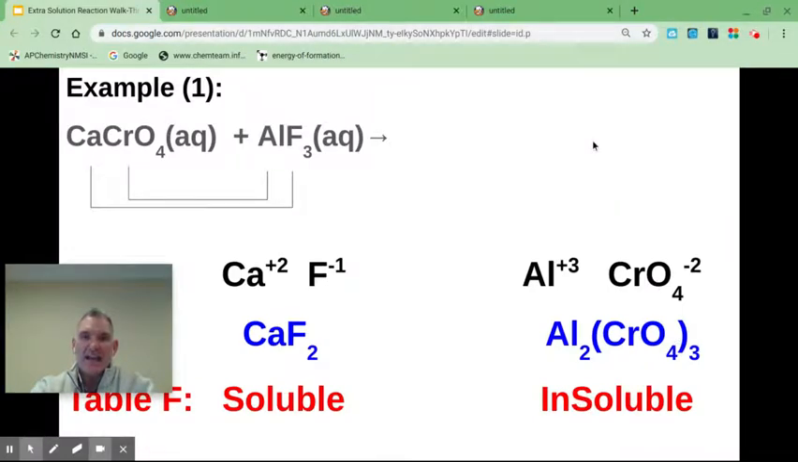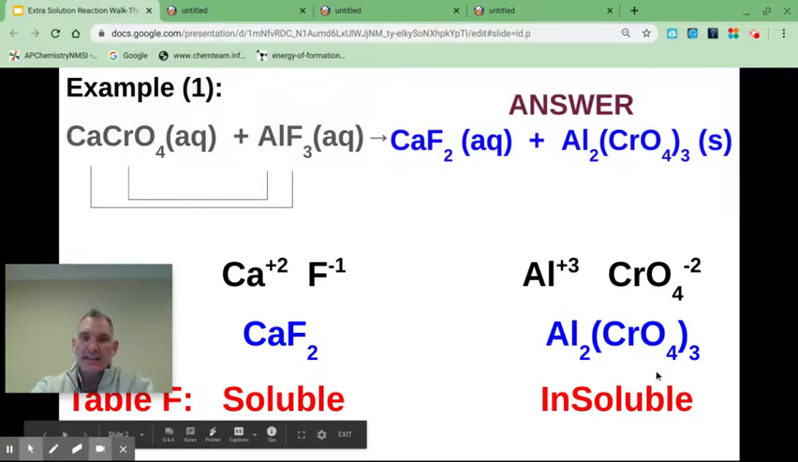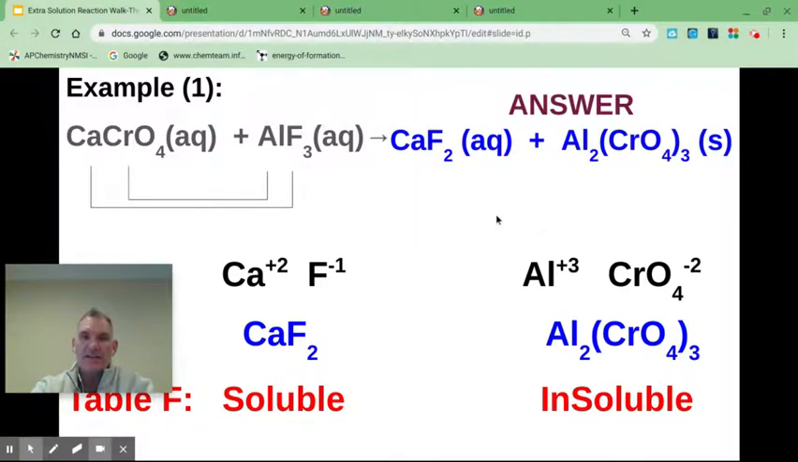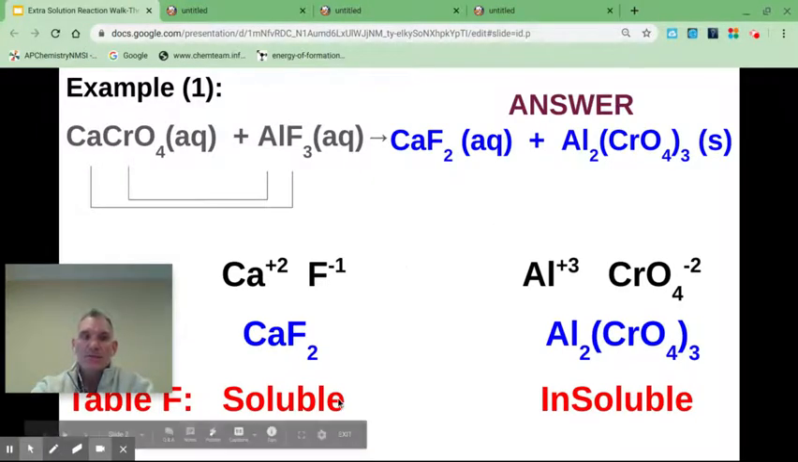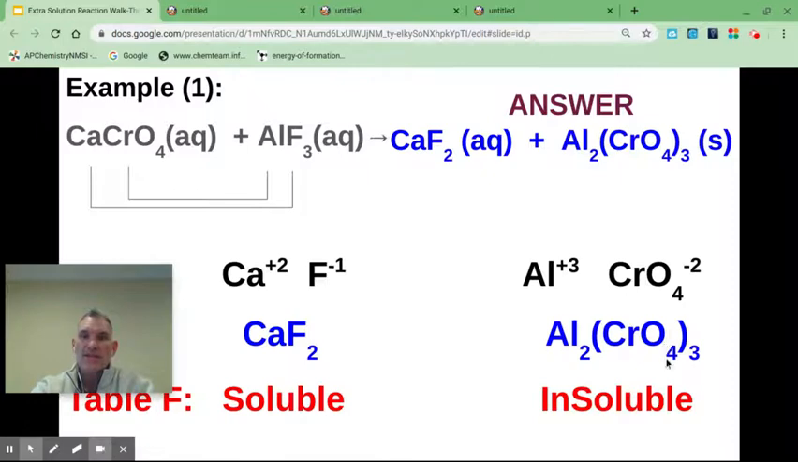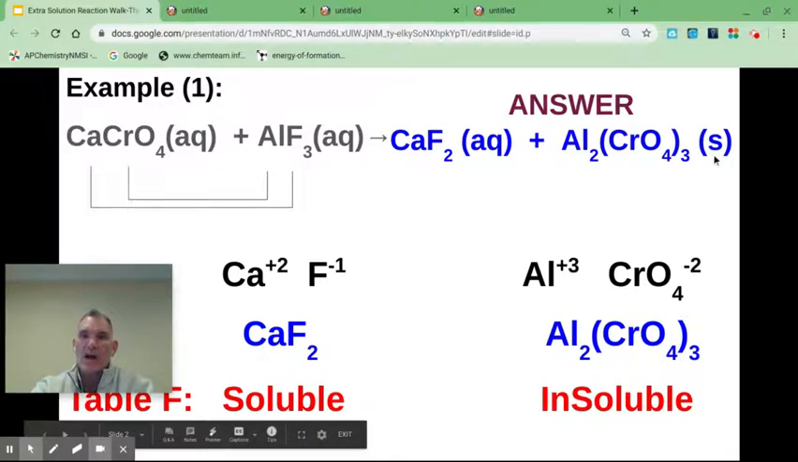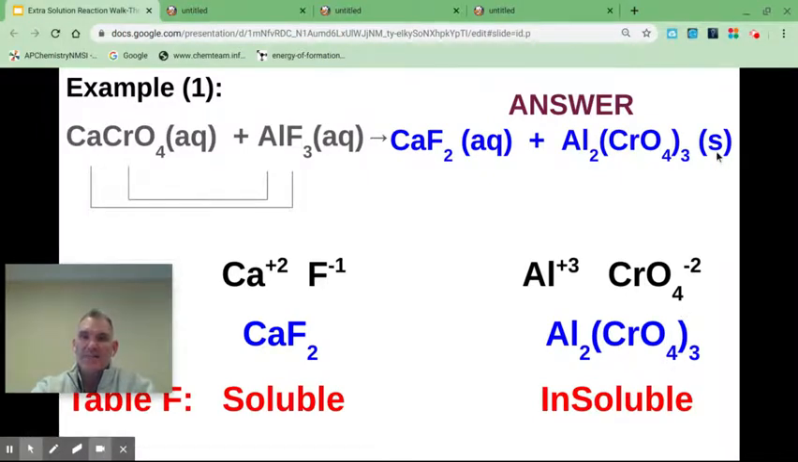I'm going to have my products that I'm going to write in. And then based on my solubility, I'm going to use AQ if it's soluble and S for solid if it's not. So CaF2 is soluble. That's why it gets AQ. Al2CrO4 is insoluble. That's why it gets the S for solid. And then what this tells me is one of these things is going to precipitate. And that is always going to be the solid one.